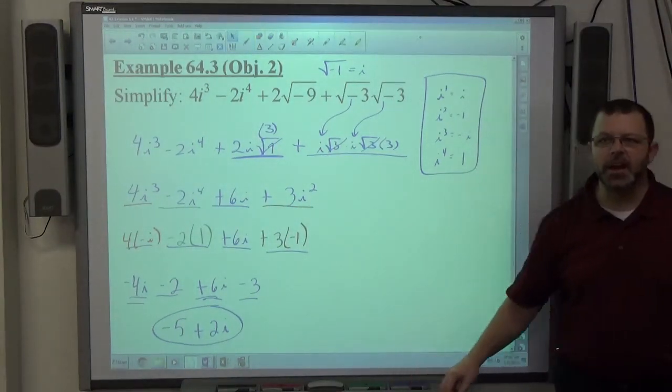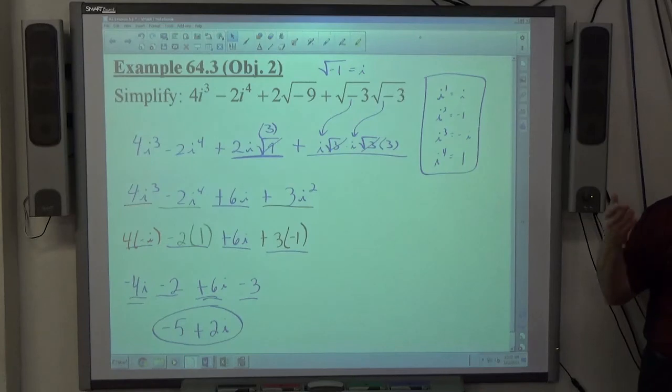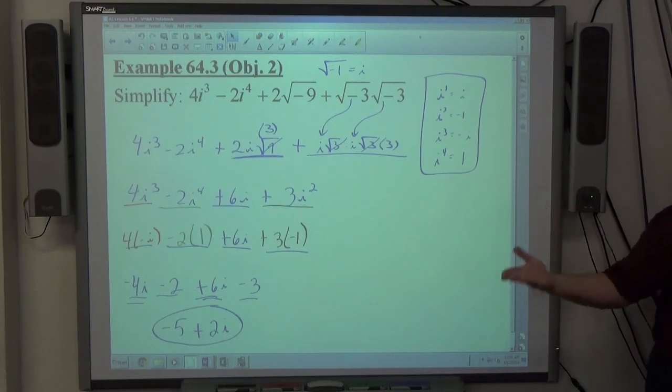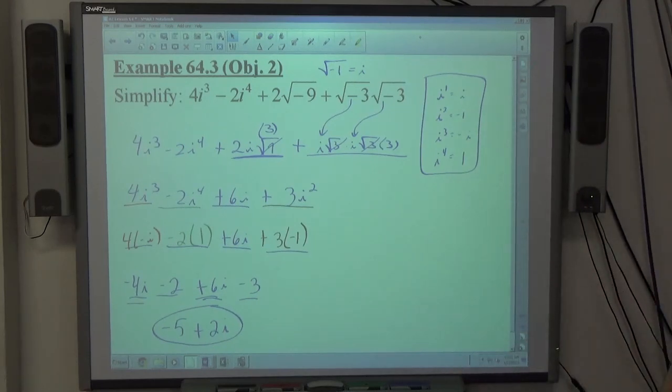I'm not counting it wrong if you put 2i minus 5, but I'm just telling you where we're going with this. That order is better than the other order. So if you go ahead and create a habit now of doing it in the right order, you'll save yourself some headaches down the road.